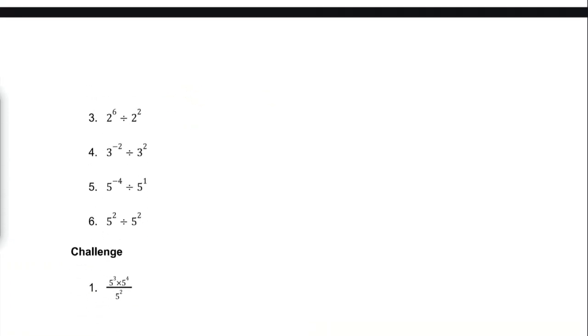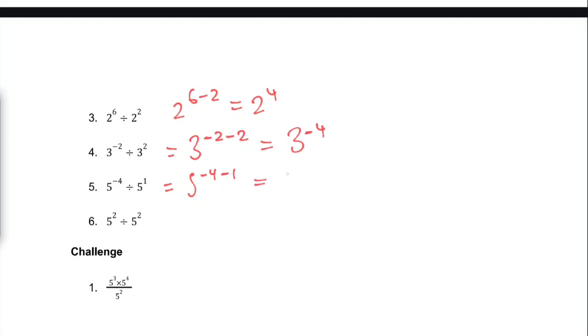Okay, 2 to the power of 6 divided by 2 to the power of 2, that is just going to be 2 to the 6 minus 2, which is going to be 2 to the 4. 3 to the minus 2 divided by 3 squared, that is going to be 3 to the minus 2 minus 2, which is going to be 3 to the minus 4. Okay, number 5, 5 to the minus 4 divided by 5, that is going to be 5 to the minus 4 minus 1, which is going to be 5 to the minus 5.